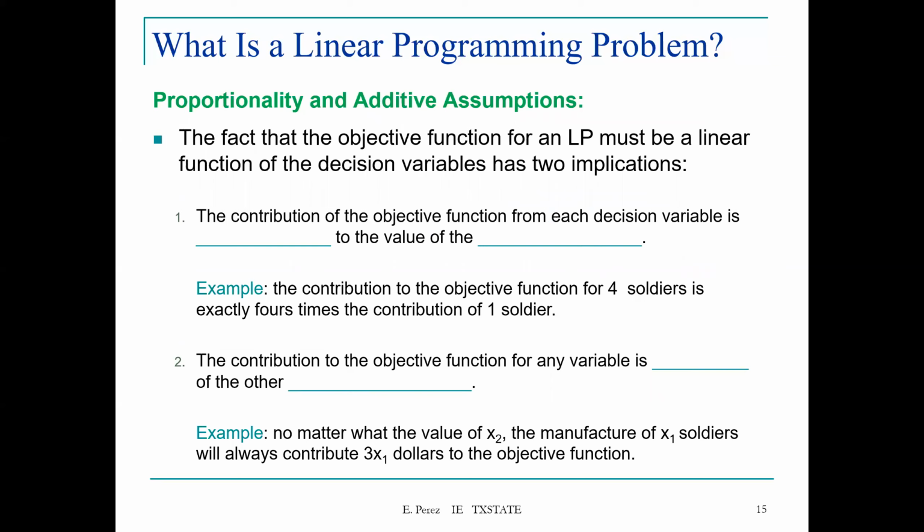In terms of proportionality and additive assumptions, the fact that the objective function for an LP must be a linear function of the decision variables has two important implications. One, the contribution to the objective function from each decision variable is proportional to the value of the decision variable. For example, the contribution to the objective function for 4 soldiers is exactly 4 times the contribution of 1 soldier. Number two, the contribution to the objective function for any variable is independent of the other decision variables. So no matter what the value of X2, the manufacture of X1 soldiers will always contribute 3 times X1 dollars to the objective function. So decision variable 2 has no impact on how much X1 is going to contribute to the model.